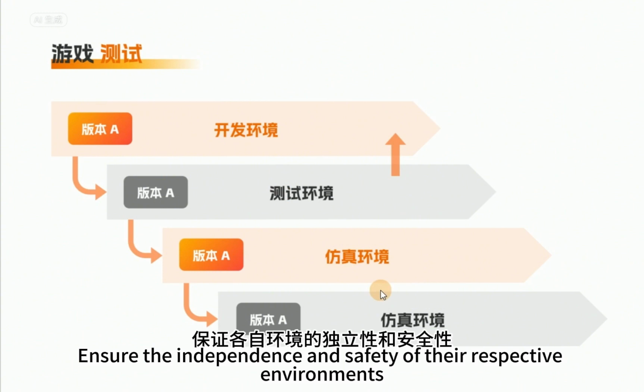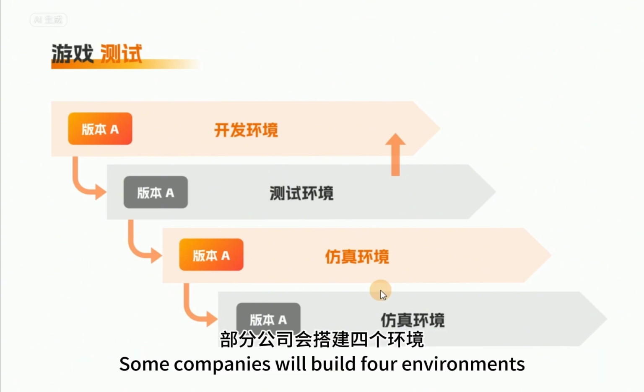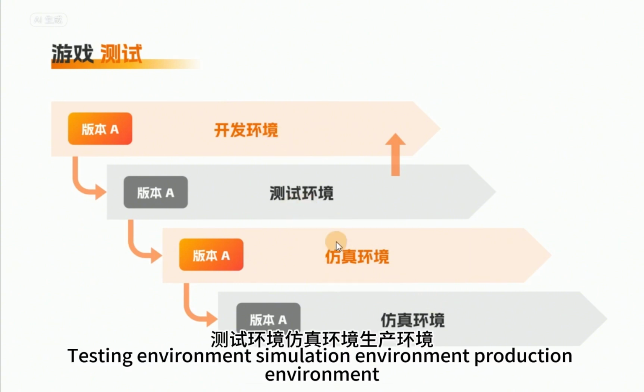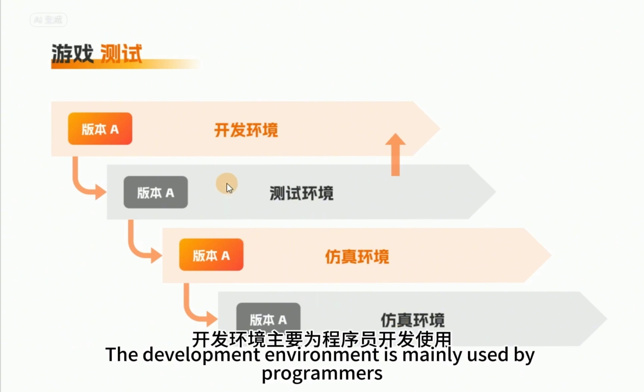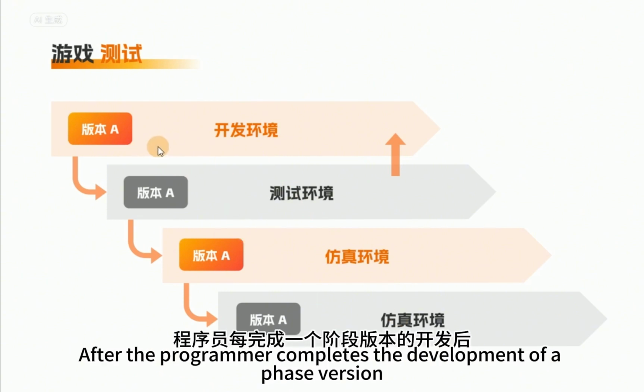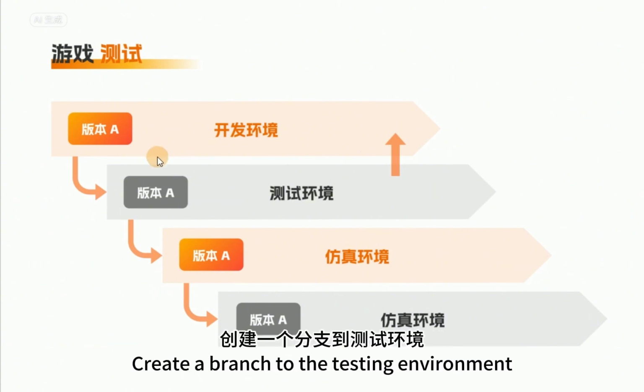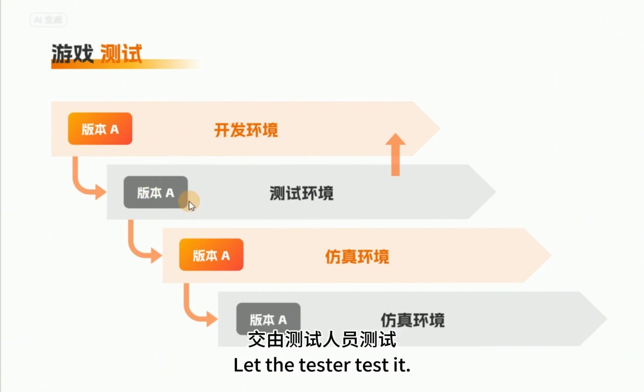Ensure the independence and safety of their respective environments. Some companies will build for environments: the development environment, testing environment, simulation environment, and production environment. The development environment is mainly used by programmers. After the programmer completes the development of a phase version, the gold code will be developed, and a branch created to the testing environment. Let the tester test it.